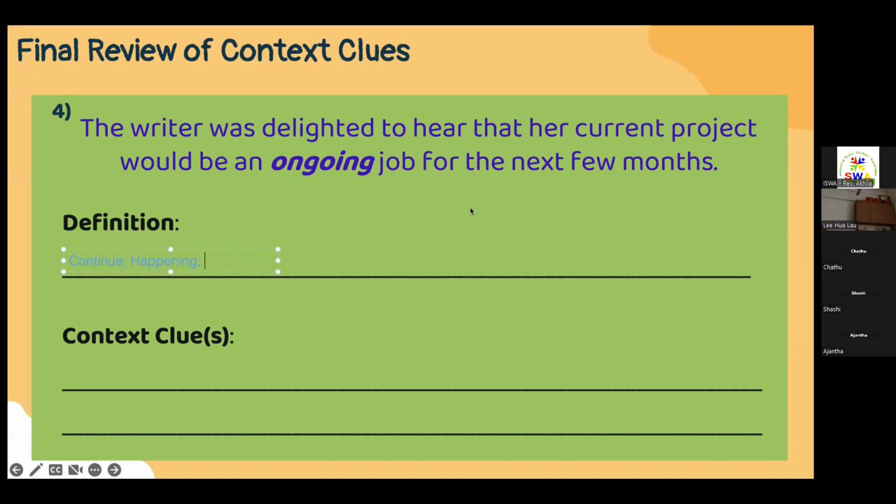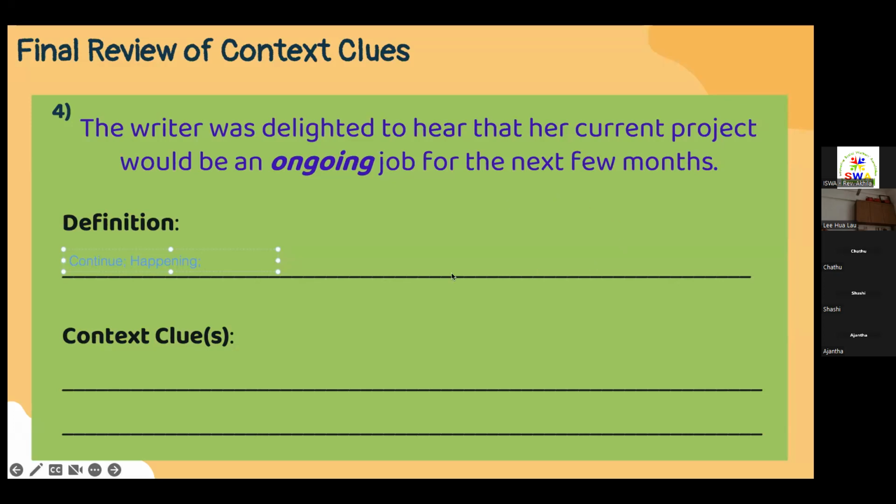The word ongoing, for the next few months, and I can divide this word into on and an ing form. It is the happening verb, the word ongoing shows the happening meaning. Okay, thanks, Sashi. I think you got it.